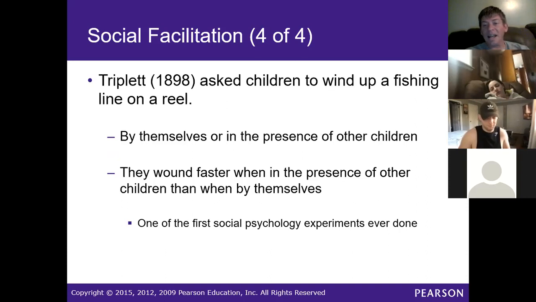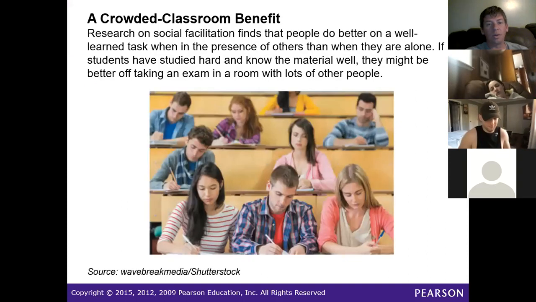So in 1898, this is considered one of the first social psychology experiments. They had kids wind up a fishing line on a reel. Simple task. When they did it in the presence of others, they were faster. When they did it alone, they were slower. Simple task, easy, just winding it up. Simple task that in the presence of others, they do it faster.